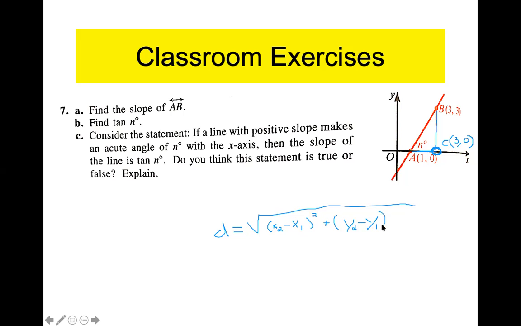Oh, I so need a tablet and a pen. All right, so you'd have to do both the slope of AB. That's easy to figure out. But to find the tangent, you would have to find the two distances of AC and BC.